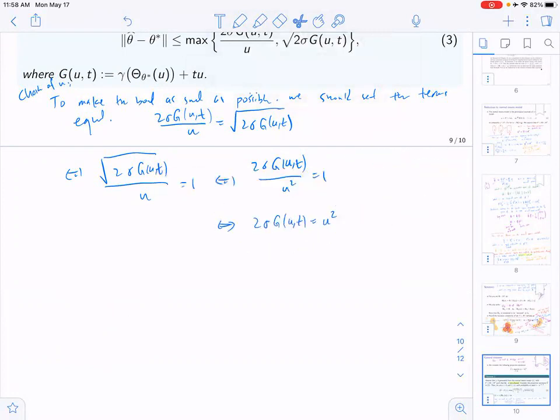Move it here. And I'm going to write this as G(u, t) is u squared divided by 2 sigma. And then this is equal to gamma theta star u plus t u is equal to u squared over 2 sigma. Right? Okay. And then the next step, it still seems complicated.